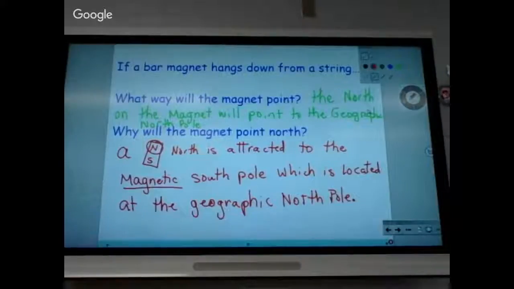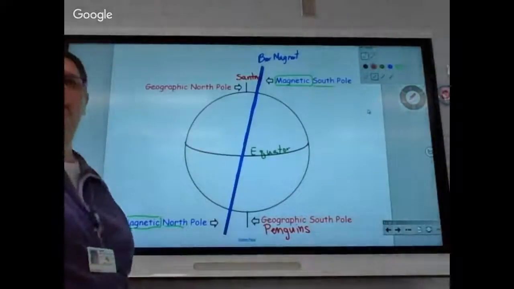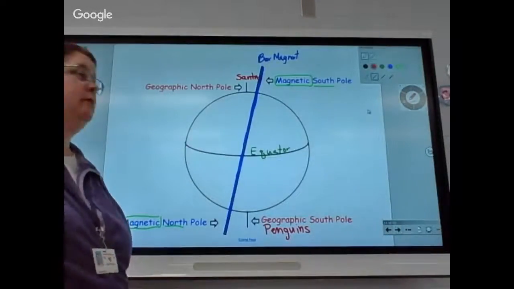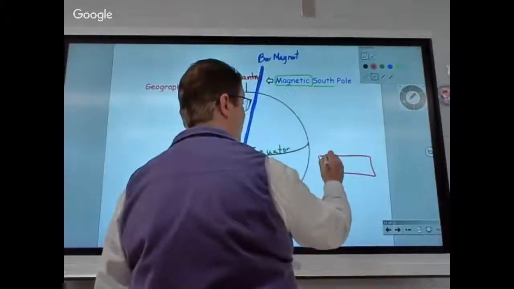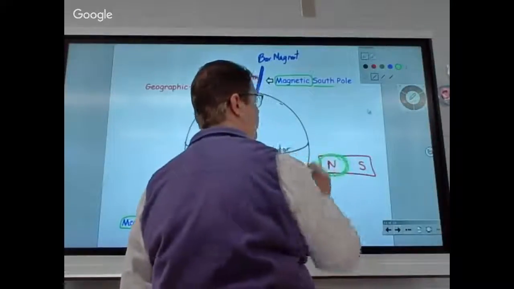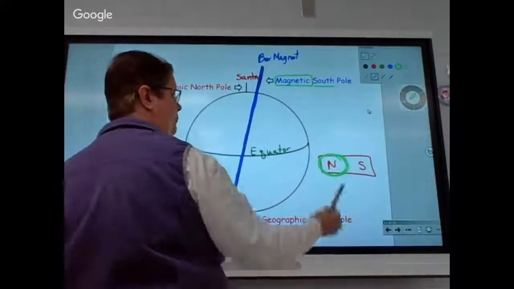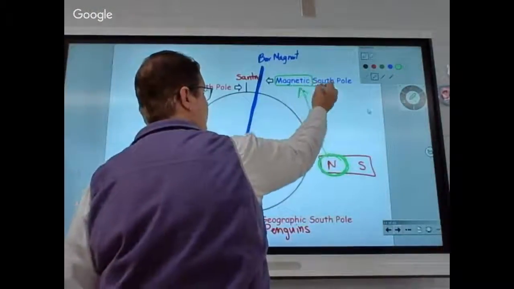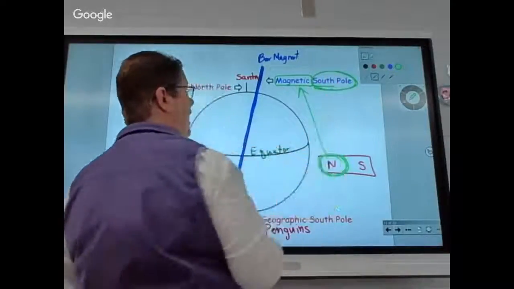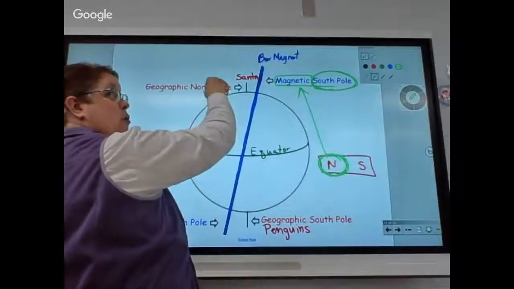All right. So if we go back one slide and we look, if you have a magnet that's hanging from a string, a north pole is attracted to a what? You have a magnet that's swinging. That's a north and a south, right? This north is going to be attracted to a south. Where's the south at? The south is right here. The south is located at the North Pole. That's why it points to the North Pole.